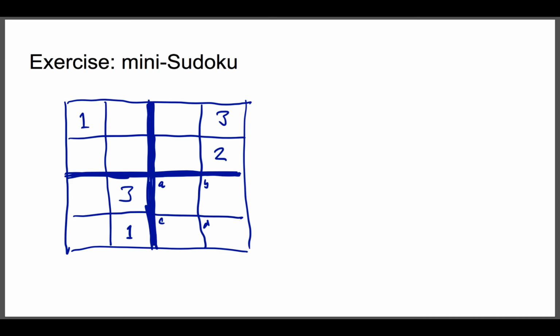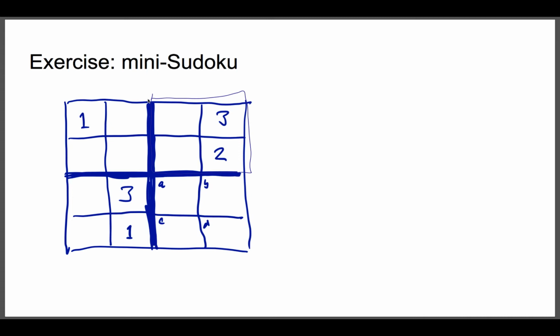In Mini Sudoku, we try to fill in the digits 1 through 4 into each cell of a grid using the following rules. Each digit has to appear exactly once in every row, exactly once in every column, and exactly once in each of the 4 bold outlined squares of the grid. So, for example, it has to appear exactly once in this region here.